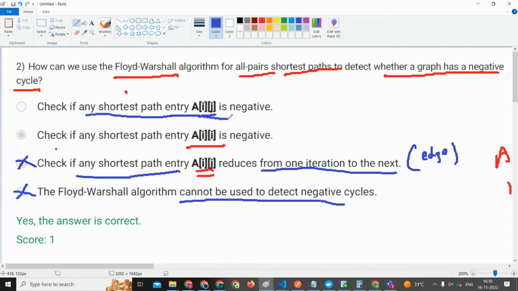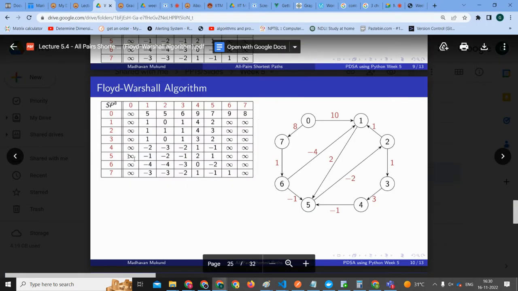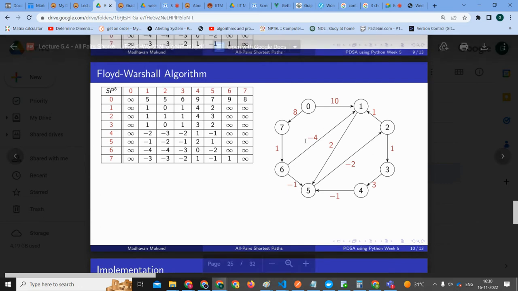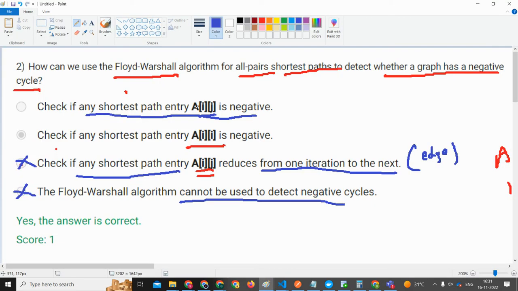If any shortest path entry A of I to J is negative, then no, I think it's definitely wrong. It can be negative. See, at the last iteration, from 6 to 1, the shortest path is minus 4. It doesn't mean that it has a negative cycle. Correct. Okay, good.